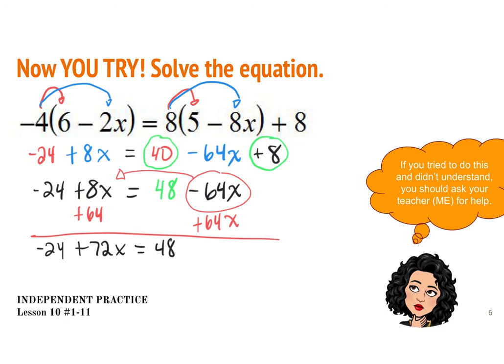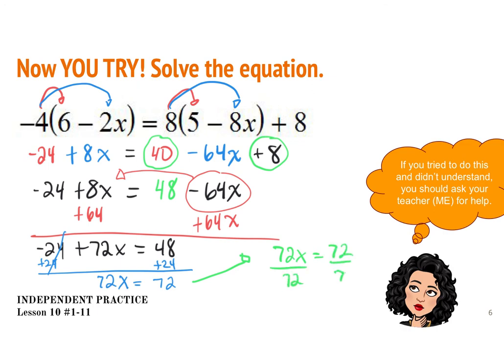Then I want to get my variable group by itself, so I will add 24 on both sides. So 72x is equal to 48 plus 24, which is also 72. Now I want to isolate my variable by doing opposite operation. I'm just rewriting the problem here. So I will divide by 72. So x equals 1.